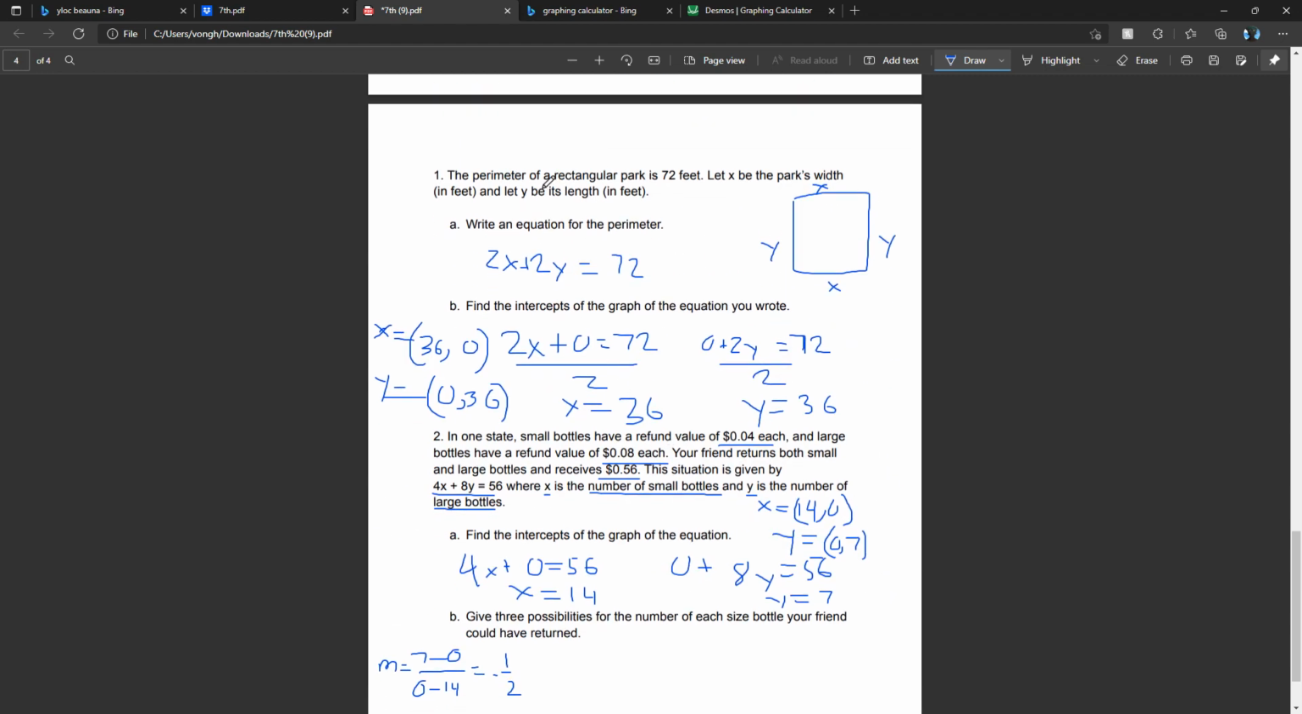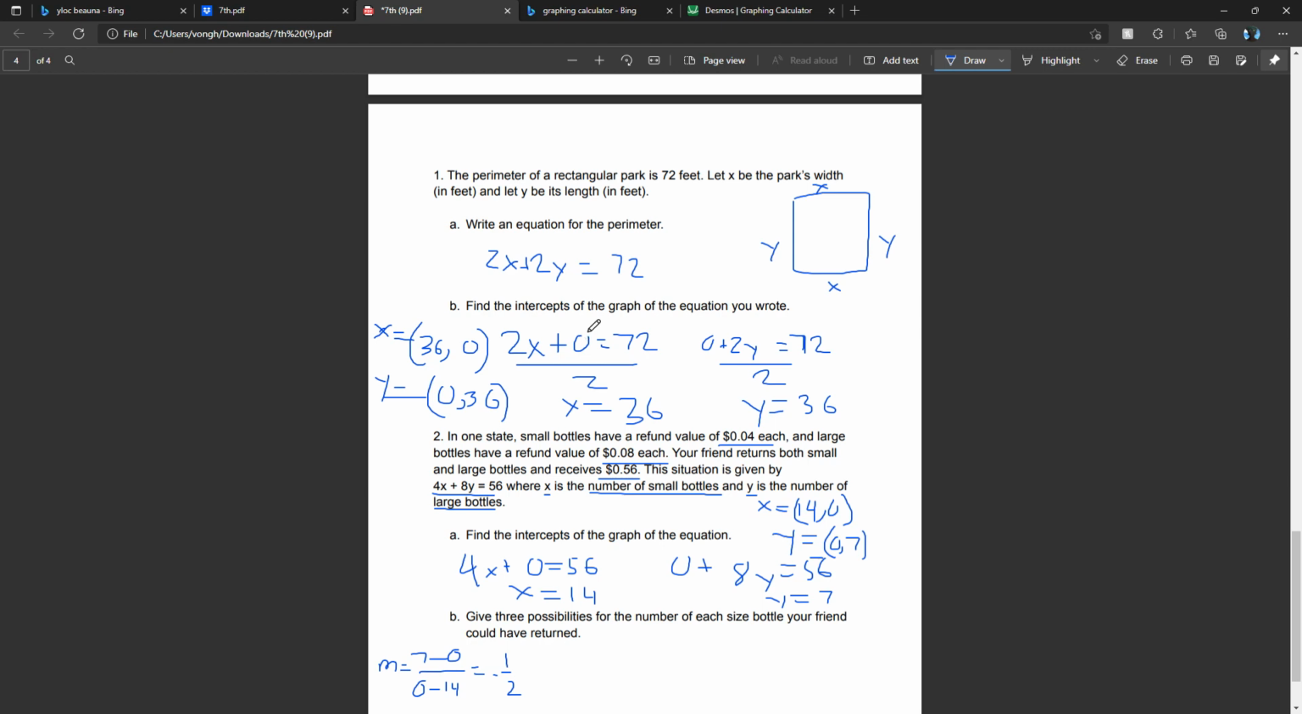Next one, the perimeter of the rectangular park is 72 feet. Let x be the park's width in feet, and let y be its length in feet. Write an equation for the perimeter. So it's a rectangle, right? We're trying to find the perimeter. The perimeter is all the sides added up together. So what I did is 2x plus 2y equals 72. That's the equation.